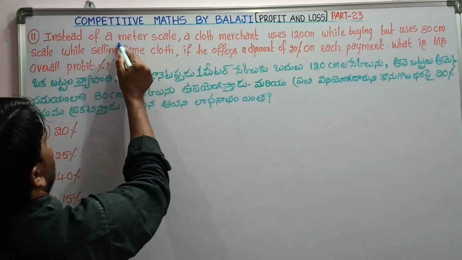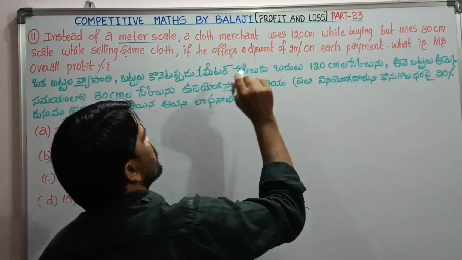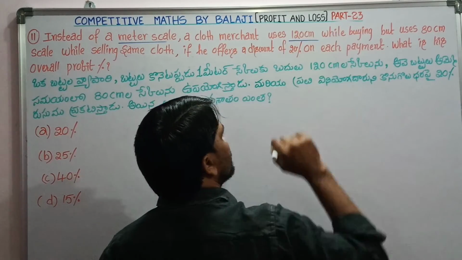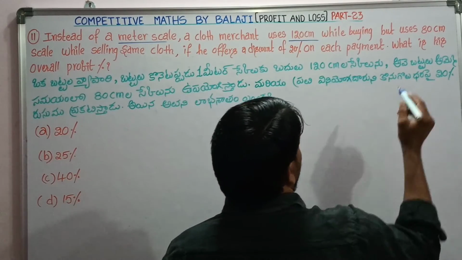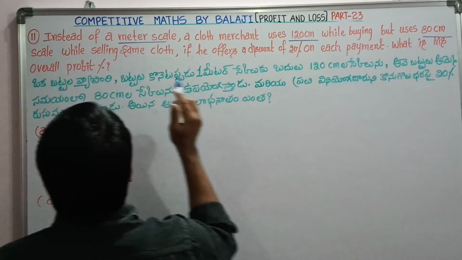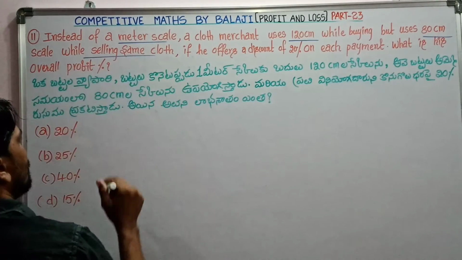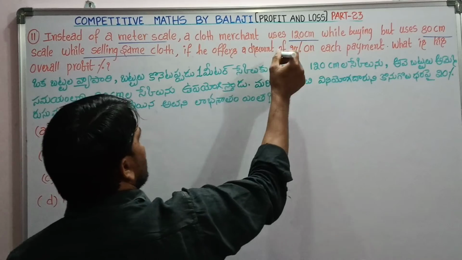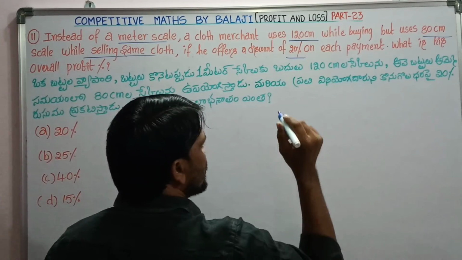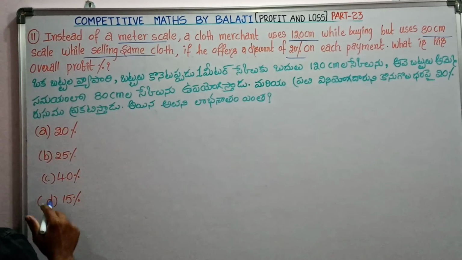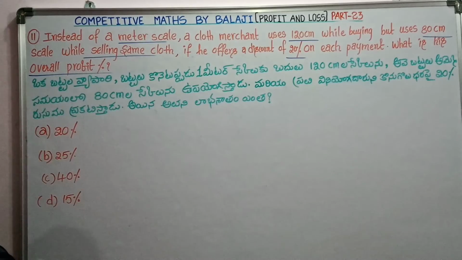Instead of a meter scale, a cloth merchant uses 120 centimeter scale while buying, but uses 80 centimeter scale while selling the same cloth. If he offers a discount of 20% on each payment, what is his overall profit percent?